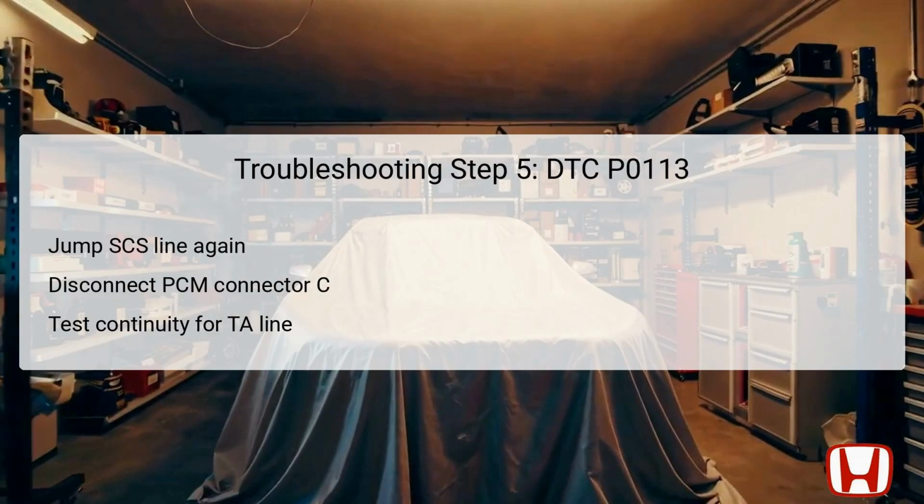If continuity is confirmed, it indicates that the wire is functioning correctly, allowing you to consider other components or take further diagnostic steps. Conversely, if continuity is absent, it indicates a break in the TA wire between the PCM and the MAF IAT sensor, requiring appropriate repairs.